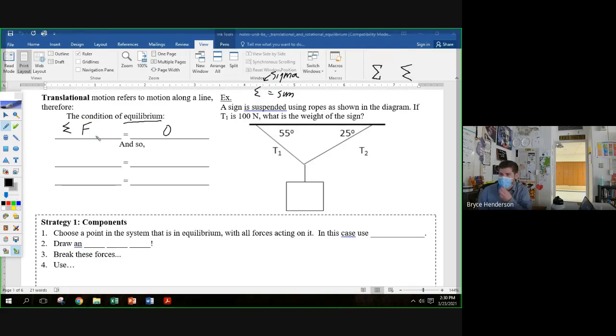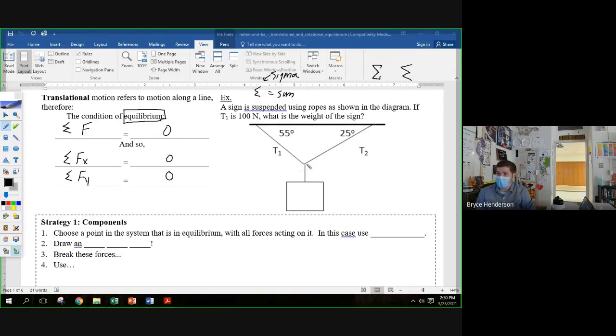So thinking about the sum of forces, we could also reason that the sum of forces in the x direction and the sum of forces in the y direction have to also both equal what? 0. Because what are we in? What's the word of the day? Equilibrium. All about that equilibrium.